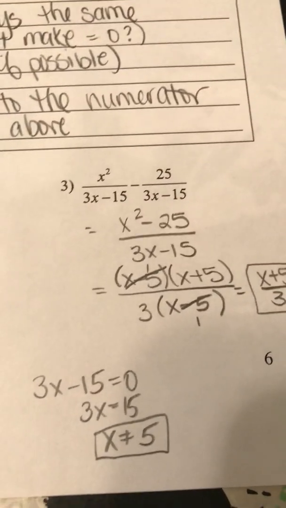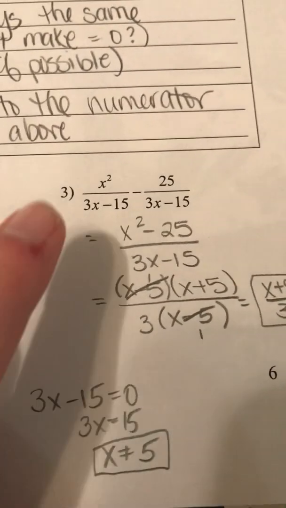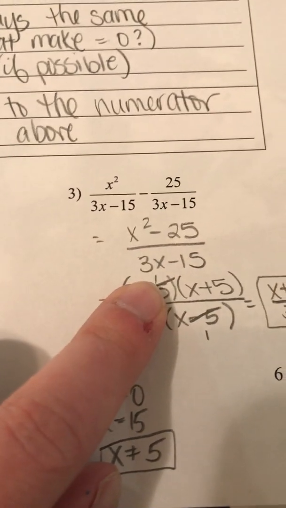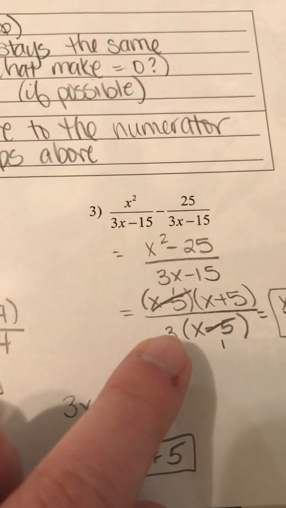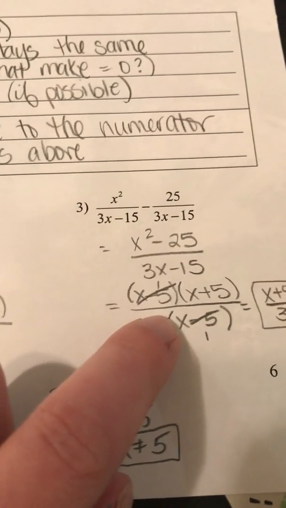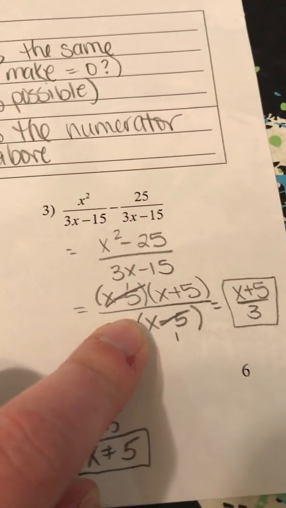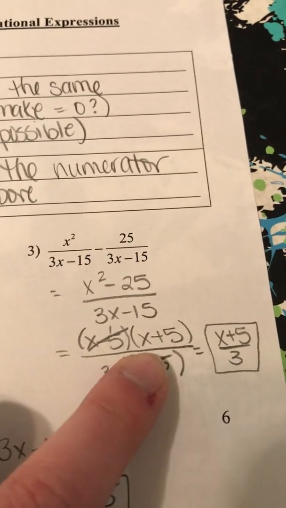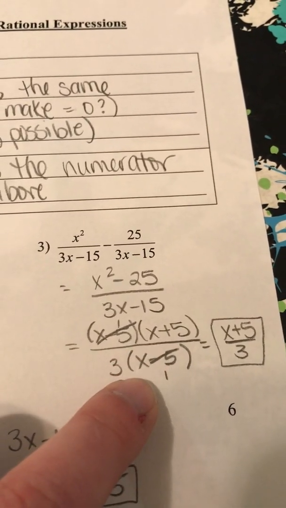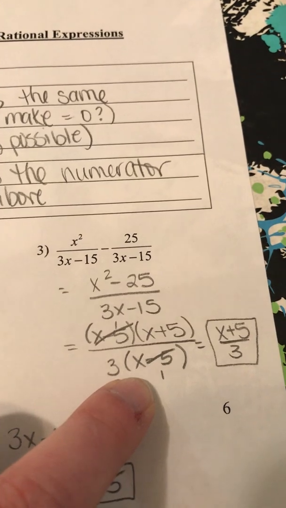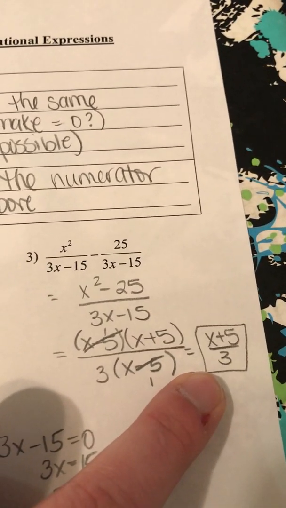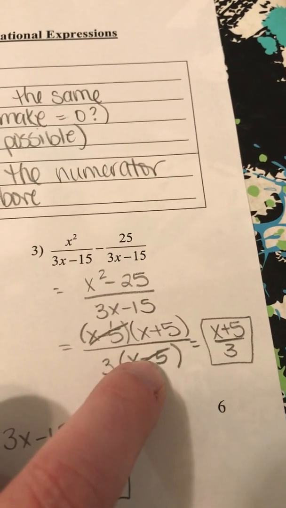Similarly on this side, distribute the negative, so you get x squared minus 25. Denominator stays the same. Difference of squares in the numerator. By now we should get really comfortable with seeing and identifying those because we've seen them everywhere. So it's x minus 5 over x plus 5. And you can factor out the GCF of 3 in the denominator. Leaves us with x plus 5 over 3 because the x minus 5s can reduce.